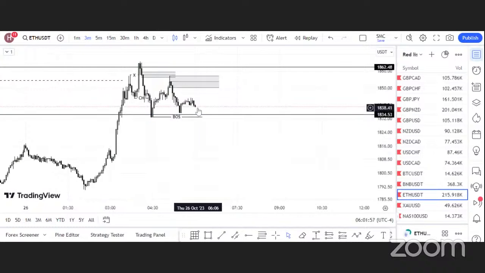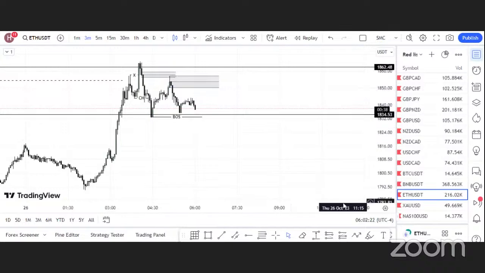We want this taken out, or this market coming back to this area. If it comes back into this area without taking this out, it's not the best setup. But I think we can still do something if we get a proper rejection. What I want to see is this taken out, the market coming back, something like this. Let me just draw that out.